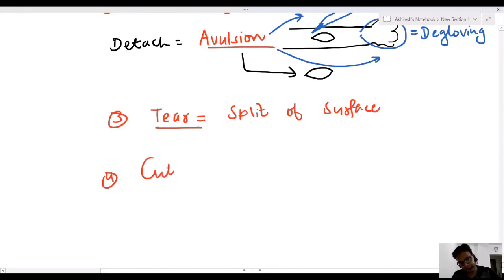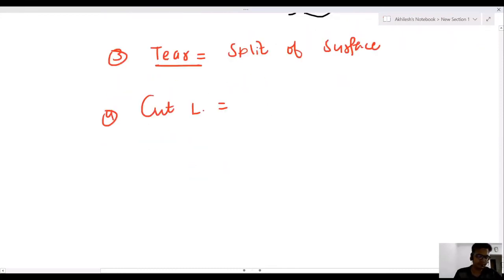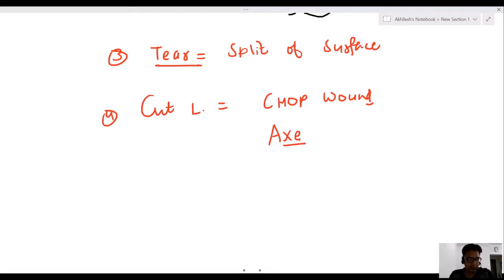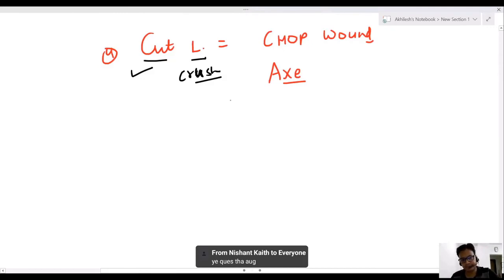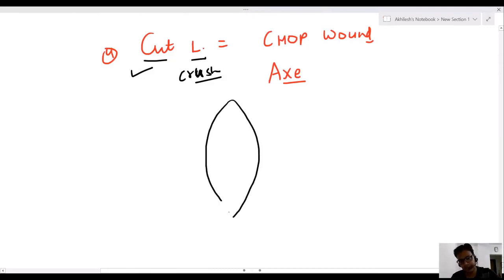Now, fourth is cut laceration. Cut laceration is also known as chop wound. It is produced by a heavy weapon like an axe. See why it is known as cut laceration. It will cut the tissue as well as, like laceration, crush the tissue. See, it looks like this. A heavy weapon gives a spindle shape. There will be very high gaping.